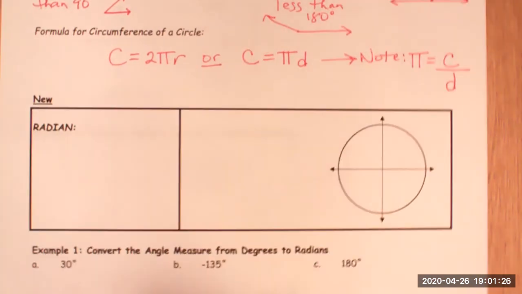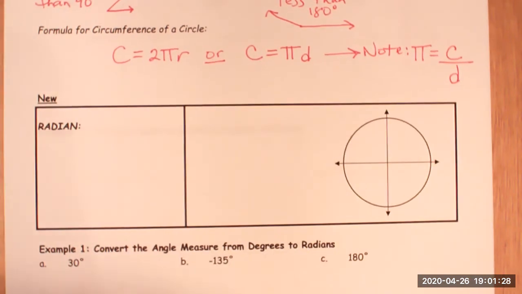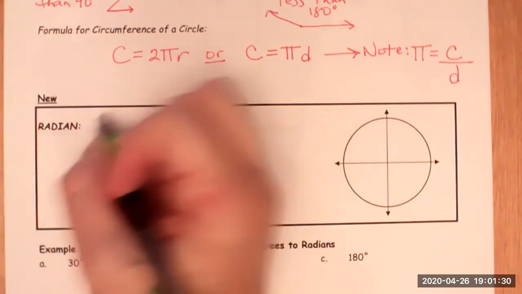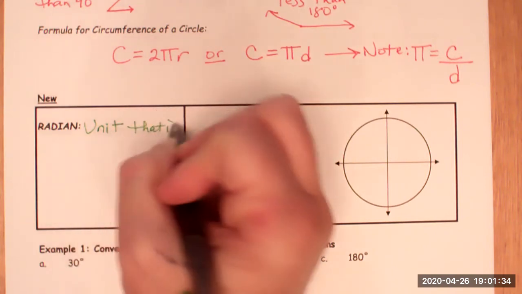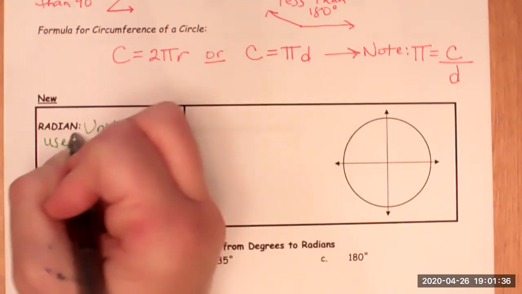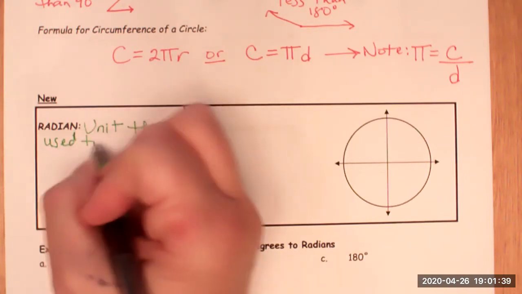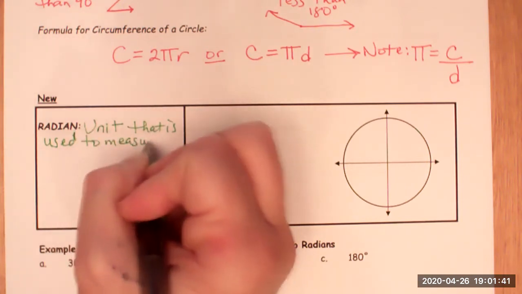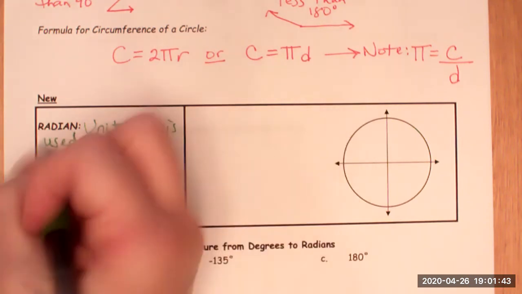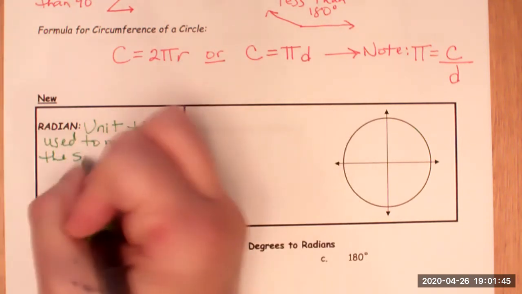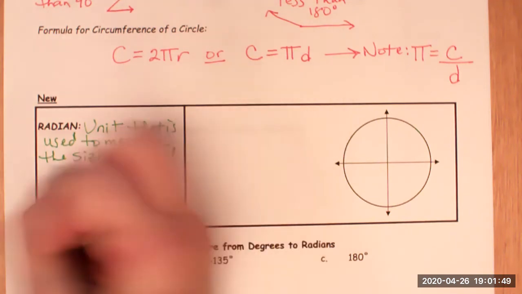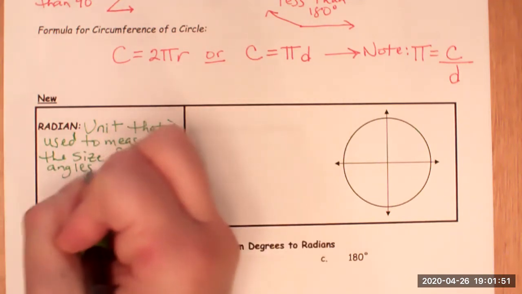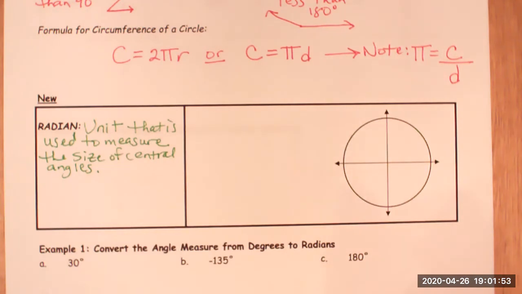Now, for a radian, let's define what a radian is. A radian is, of course, a unit of measurement, and it is a unit that is used to measure the size of central angles. Now, what do we mean by a central angle?